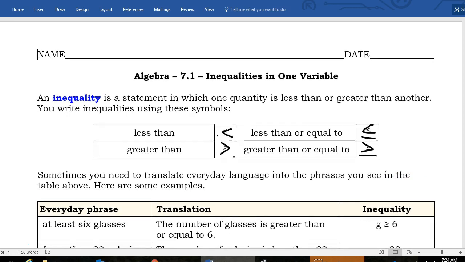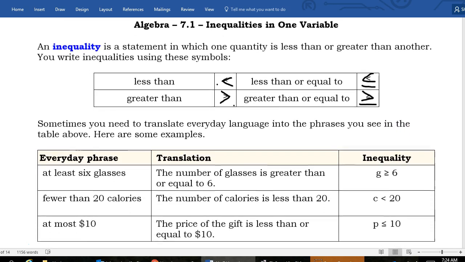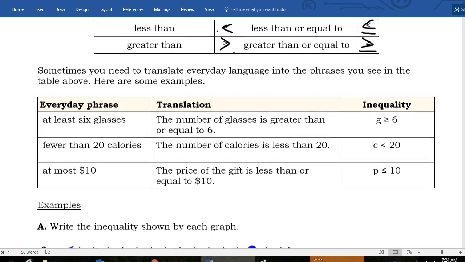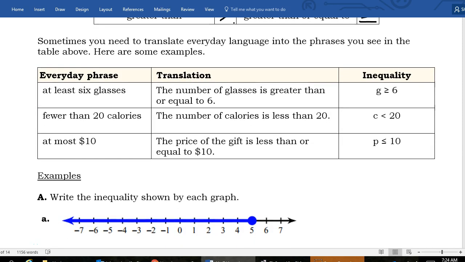The phrase "at least" is the same as greater than or equal to. In this example it says the number of glasses is greater than or equal to 6. So G, the letter is kind of arbitrary, but we pick G for glasses, is greater than or equal to 6. "Fewer than" is another way to say less than. The example says the number of calories is less than 20, so I pick C less than 20.